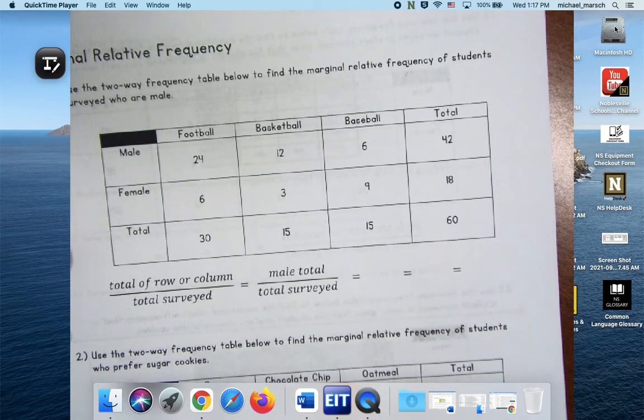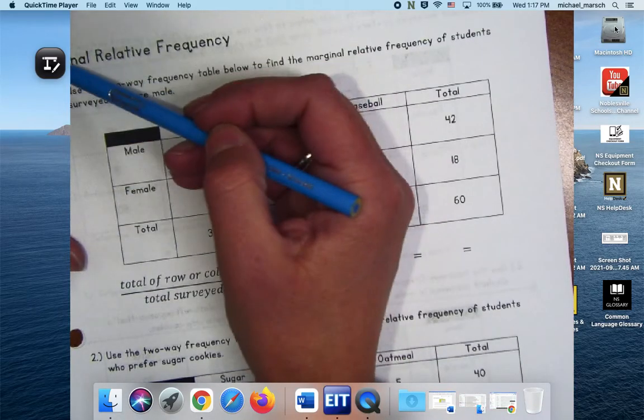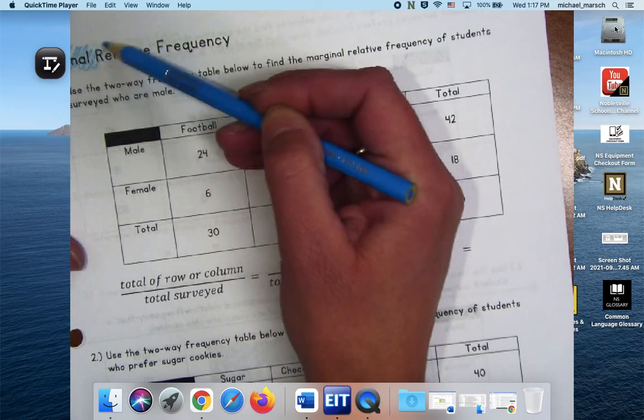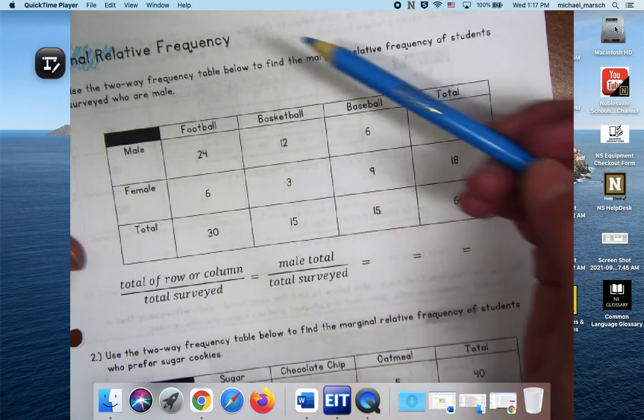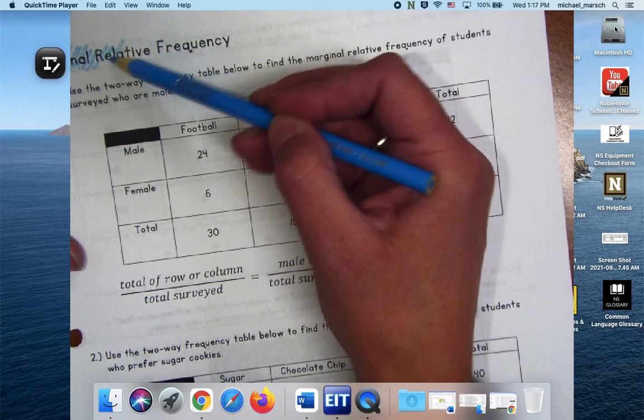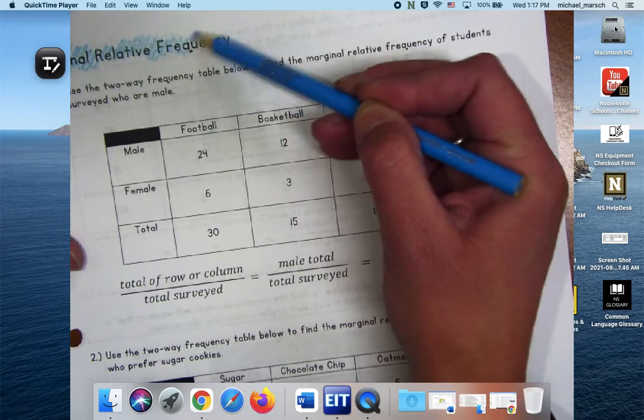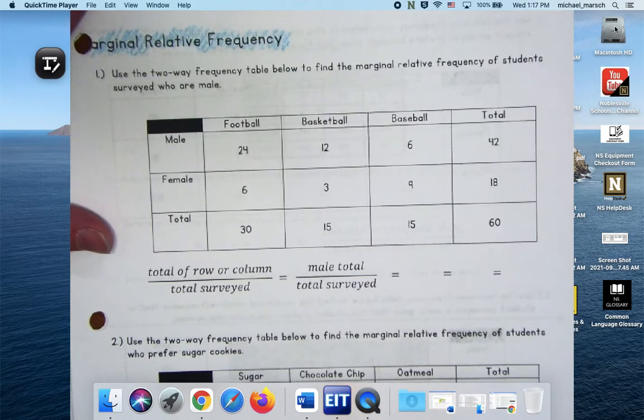This is going to be in blue. Oh my gosh. Thanks for helping out.